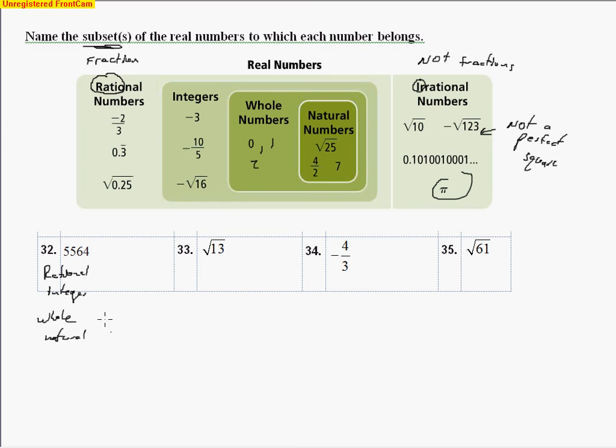And on this one, it's not a perfect square, so this would be irrational. And this one is a fraction, but not an integer, so it's just a rational number. Not a perfect square here again, so we have an irrational number.